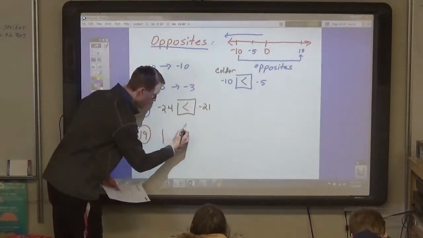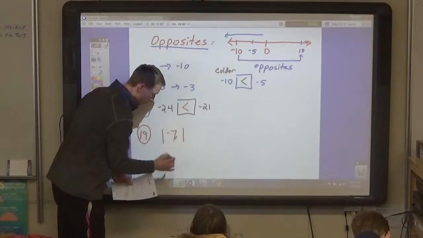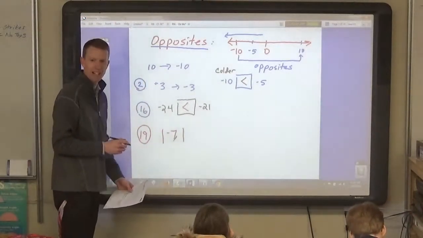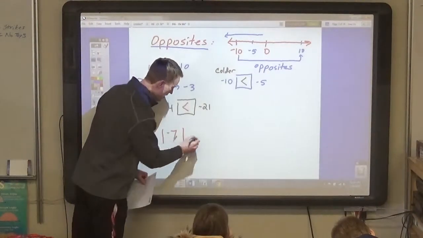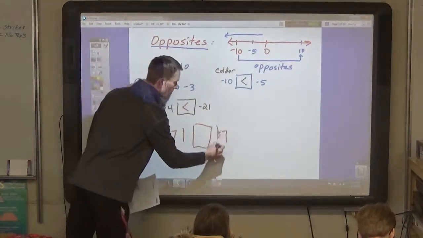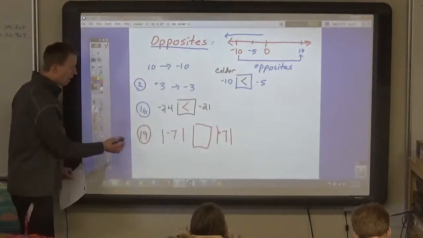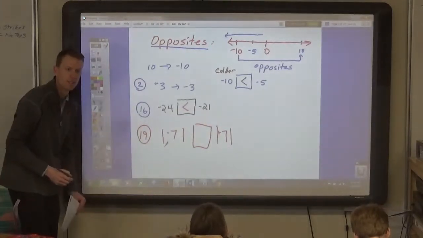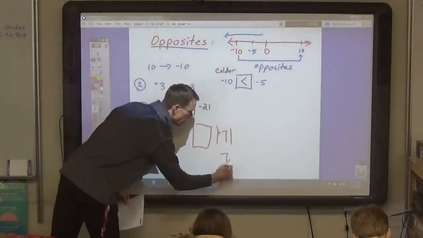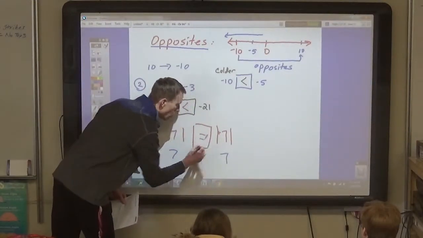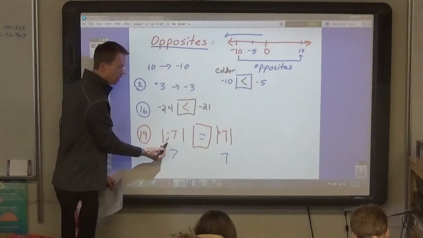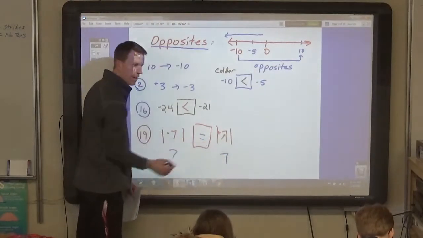What about number 19? What do these bars mean again? Ariana? Spaces, right. Spaces. So, how many spaces is this? 7. How many spaces is this? 7. So they are what? Equal. The absolute value of -7 is equal to the absolute value of 7.